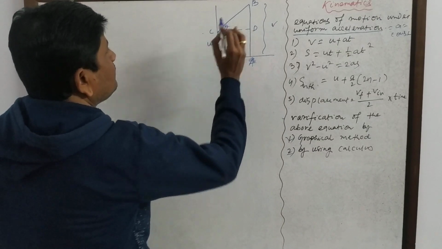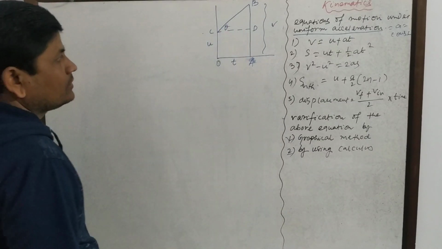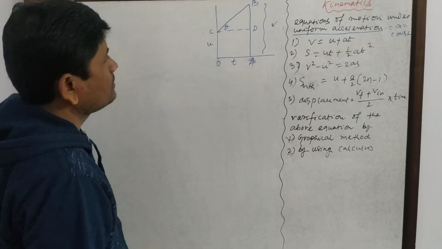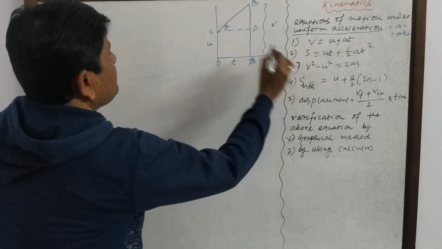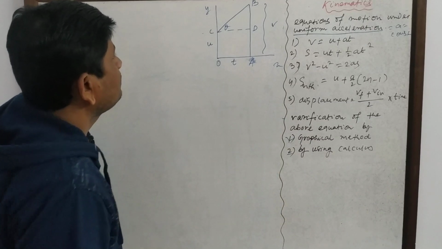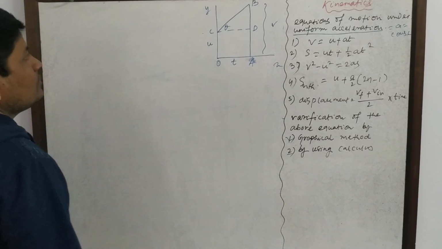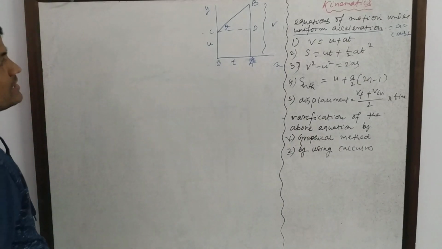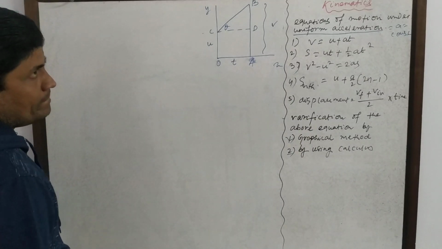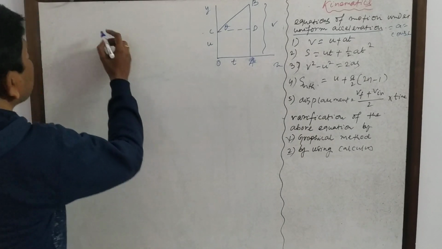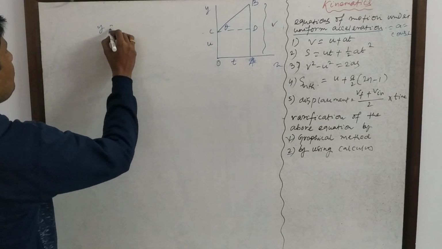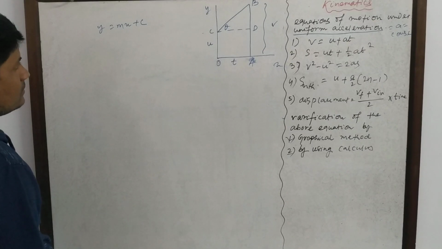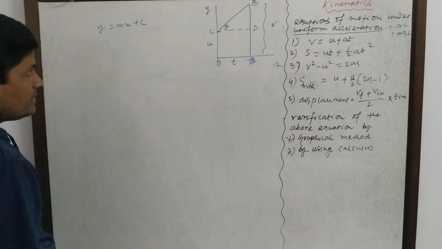This is theta, making an angle theta with the time axis. This is the x axis, this is the y axis. Now we know the equation of a straight line in its intercept form, that is y is equal to mx plus c. We know this in slope and intercept form.